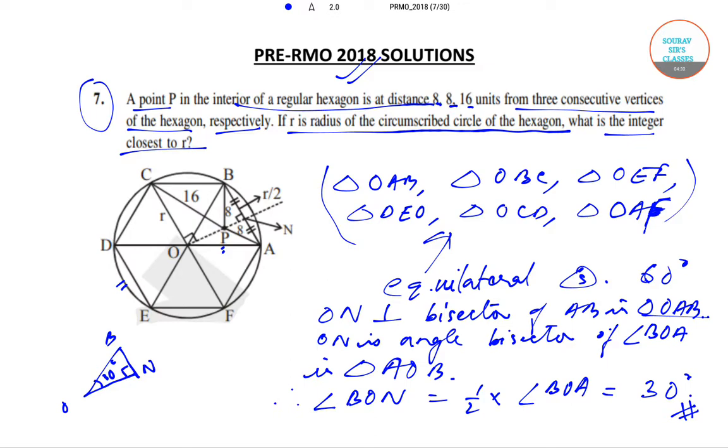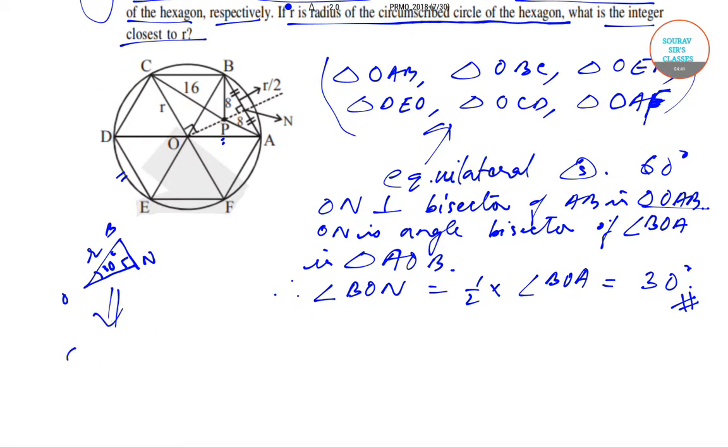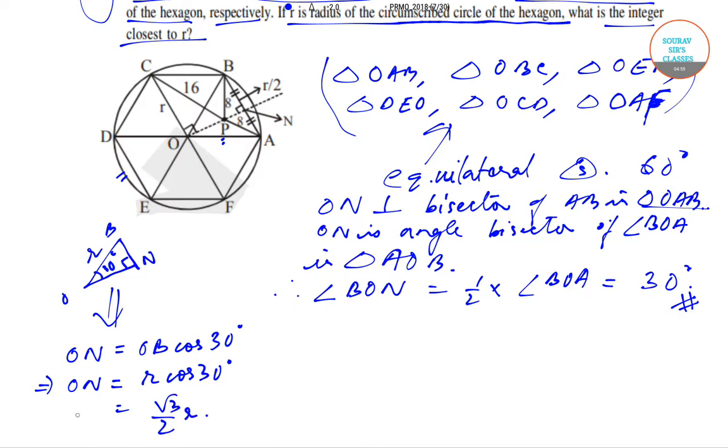Now we know that OB is nothing but the radius. So what will ON be then? From this very structure, ON is nothing but OB cos 30 degrees. Therefore ON will be equal to R cos 30 degrees. So what is cos 30 degrees? This is root 3 by 2 into R. This is the structure that you need to remember, as it will be used later on.